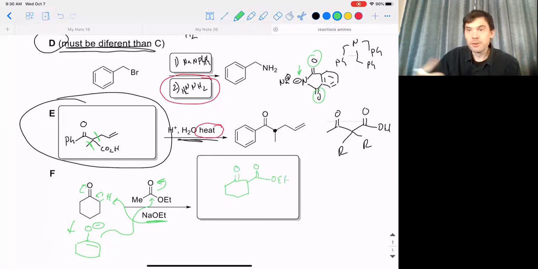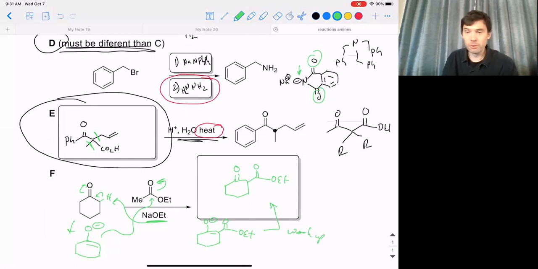And I'm drawing this in the neutral form. Some of you may recall or might be curious about if we actually have the anionic form before our workup, and certainly that would be the case. But I'm going to draw it after the workup step.